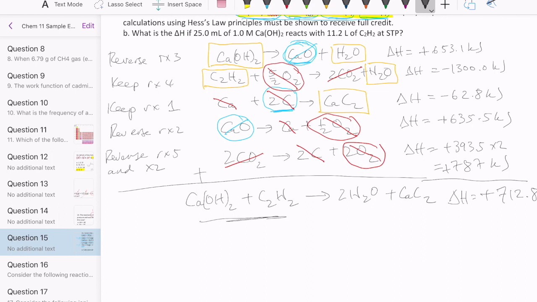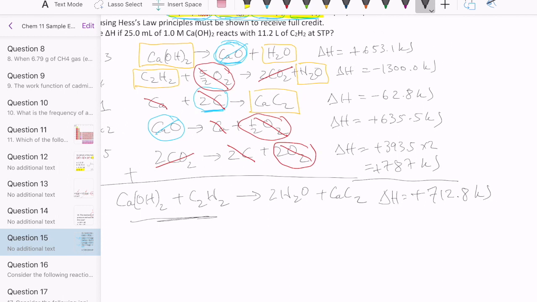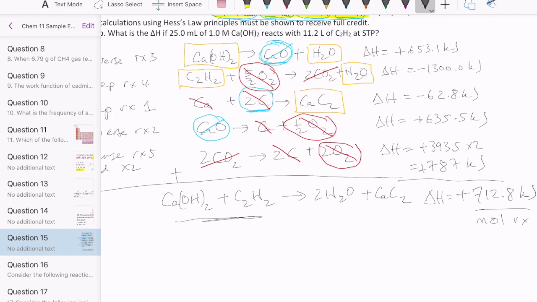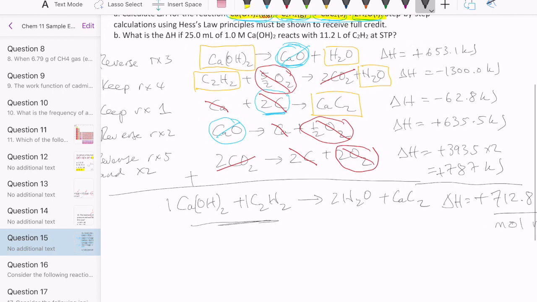So this is the concept of thermochemical equivalence, which just means that your reaction quantities, your stoichiometry, can be used to calculate the amount of energy needed for a reaction. So the one concept I want to remind you is that this value of delta H that we just found, 712.8 kilojoules, refers to per mole of reaction, which in this reaction means 1 mole of the calcium hydroxide and 1 mole of the C2H2 reactant. Okay, so that's how much energy you're going to need if you have 1 mole of each of those. Now the question is, how many moles do you actually have in the condition that's given in question B?